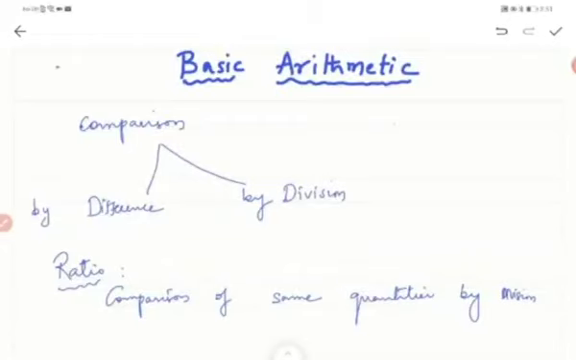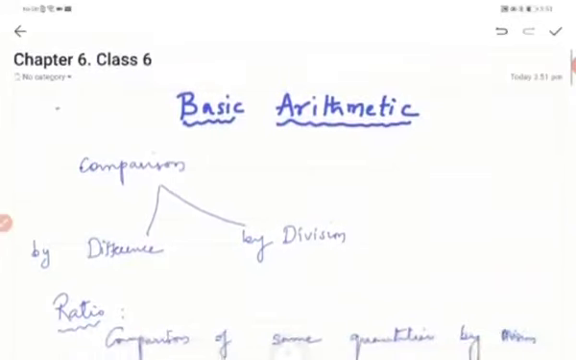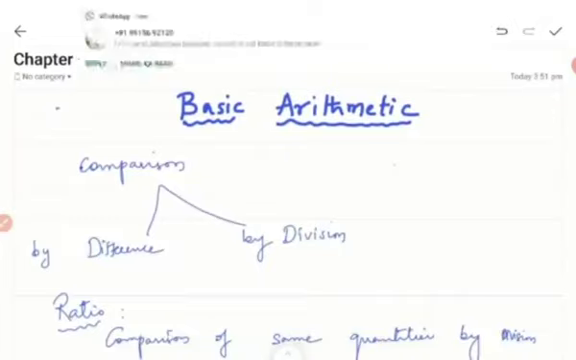Welcome everyone. Today we are starting with the new chapter 6, or new unit. This is basic arithmetic. You are going to learn some new things in this unit, like ratio and all. So in this chapter, see how you compare things.